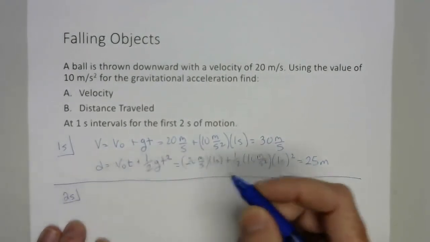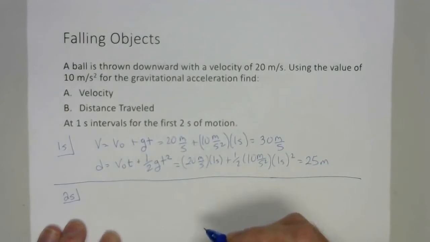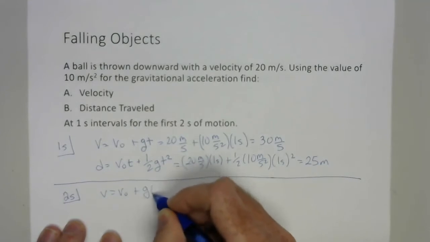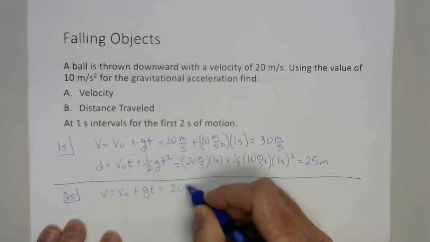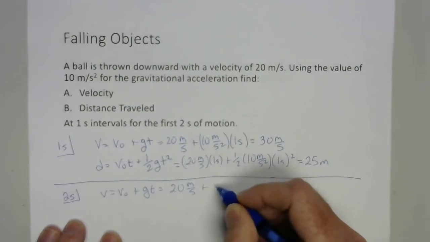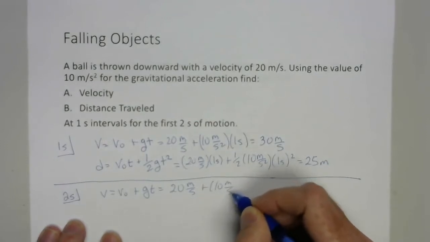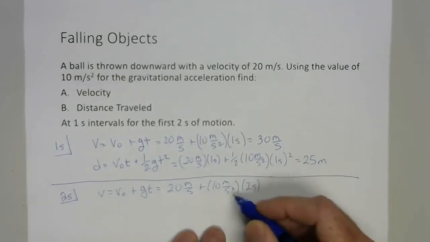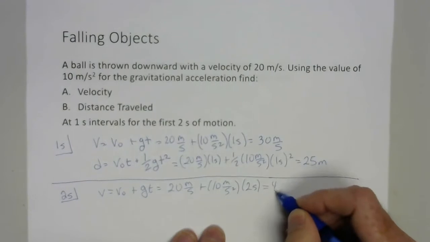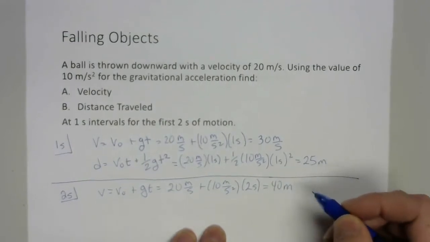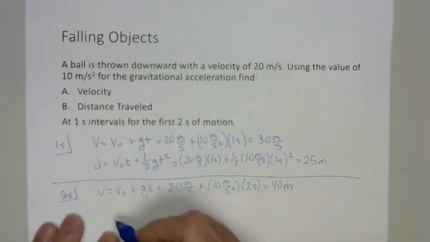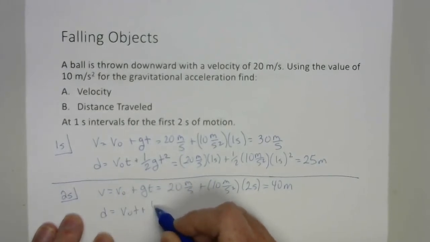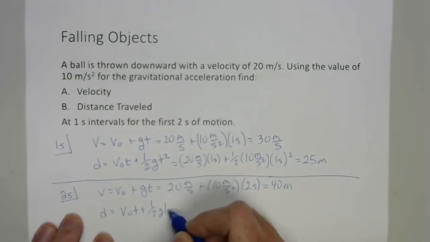After 2 seconds, we're going to do those same calculations again. We can go through it a little bit more quickly because we can just follow our previous format. We're going to have 20 meters per second plus 10 meters per second squared times 2 seconds. So 2 times 10 is 20, 20 plus 20 is 40, so we're going to have 40 meters per second after 2 seconds. And then our distance is still v0t plus 1/2 gt squared.